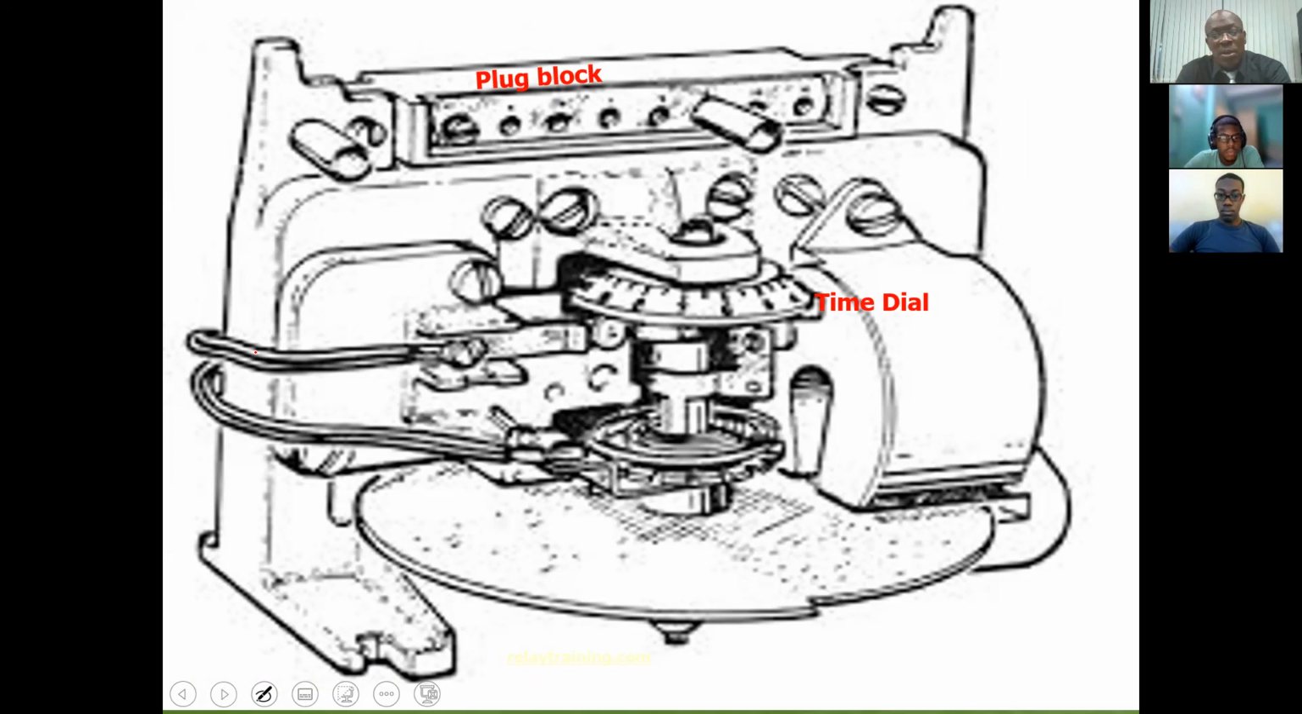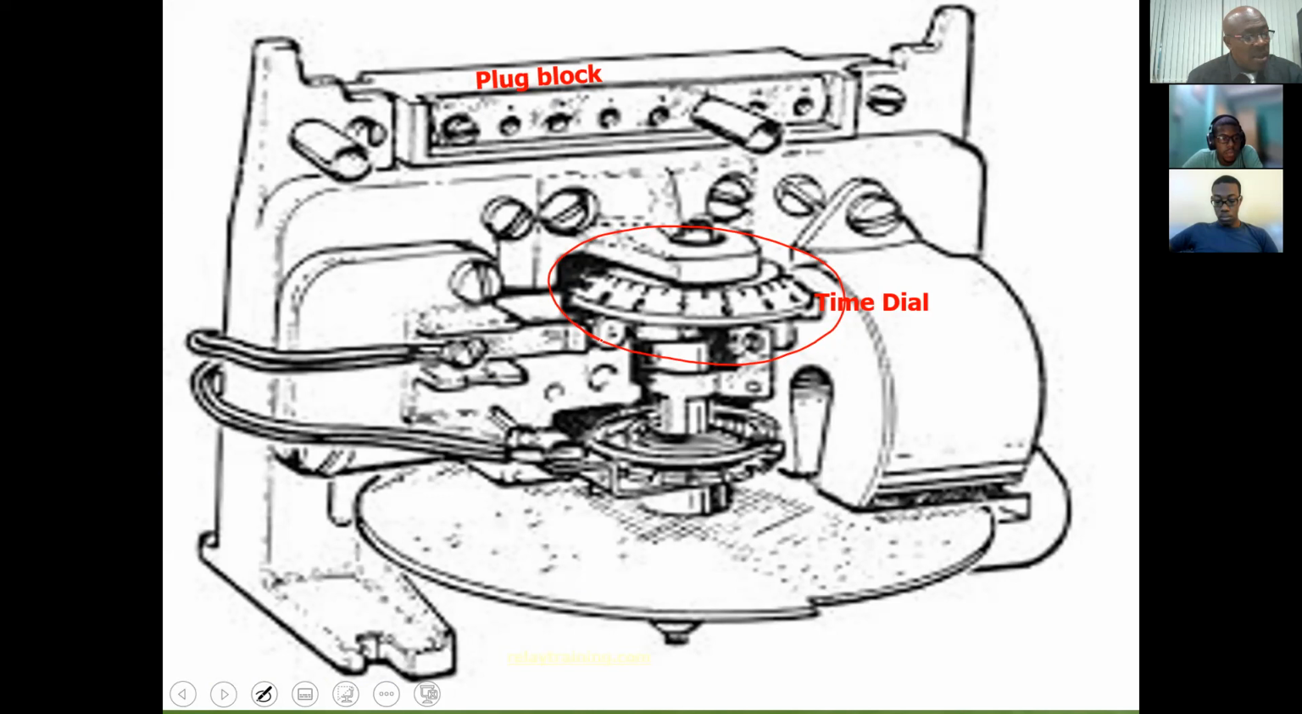These figures, students, are in the printed material that I have already put in Schoology, so you can see better photos of them there. I also want to remind us about the time dial. We mentioned that before in terms of our brief introduction to the overcurrent relay.